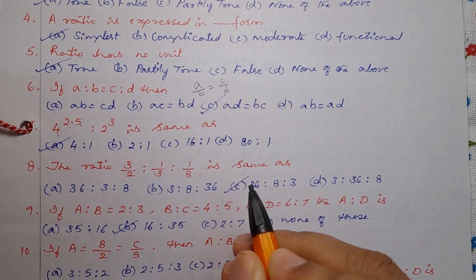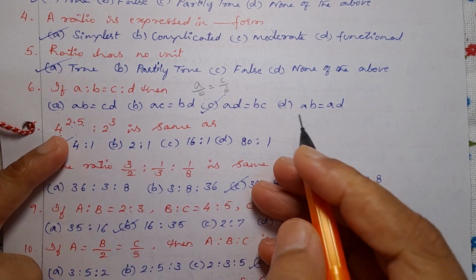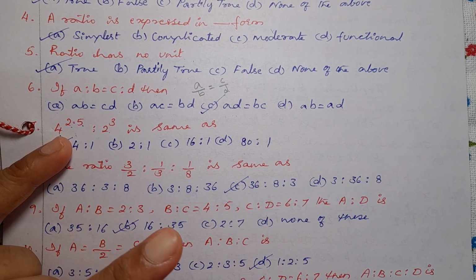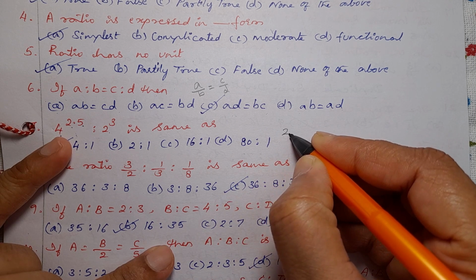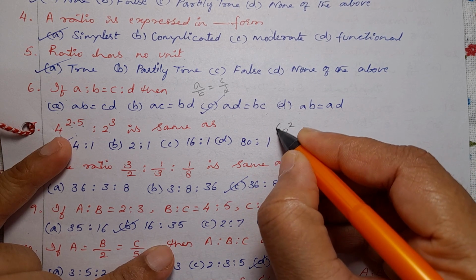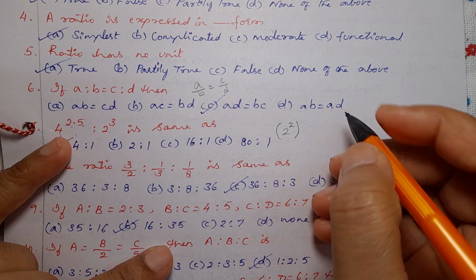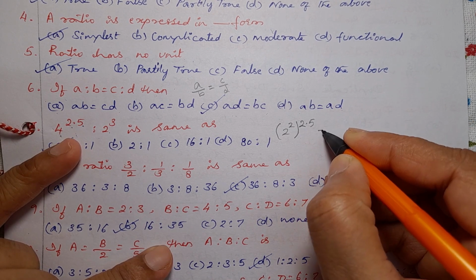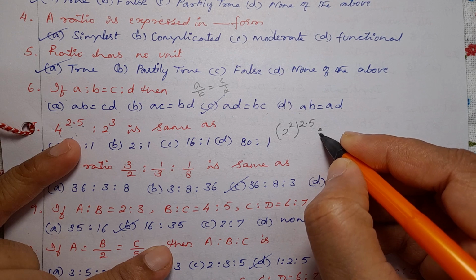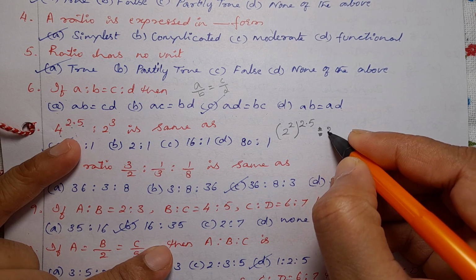So 4 to the power of 2.5, we can write 4 as 2 to the power of 2. 2 to the power of 2 is 4. So this is 2 to the power of 2, whole power 2.5, is to 2 to the power of 3.